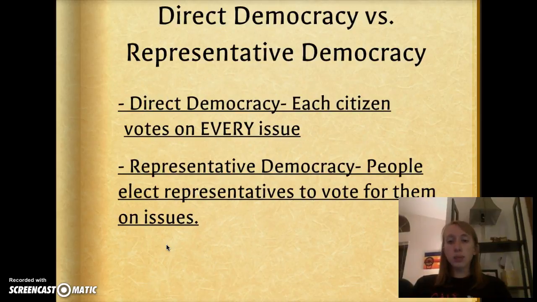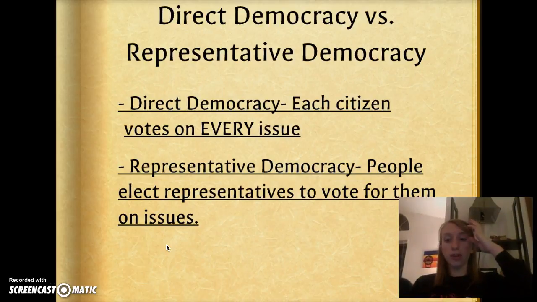One of the other concepts that we need to just get out in the open right away is to figure out how we're going to represent ourselves. And we see two models here, direct democracy and representative democracy. A direct democracy is where each citizen is going to vote on every issue. What does this look like? It looks like you going to the polls every single day.